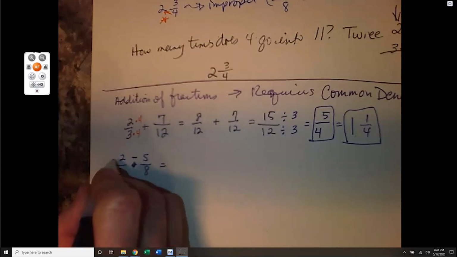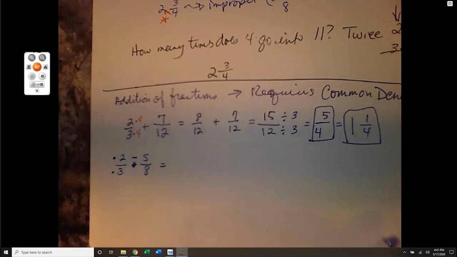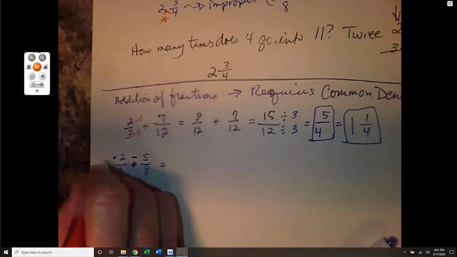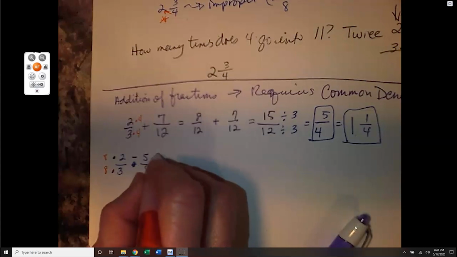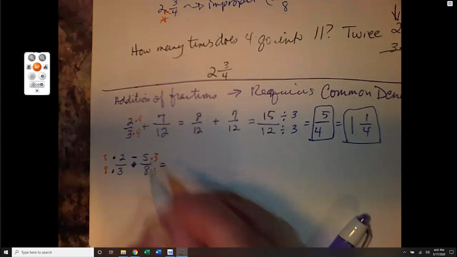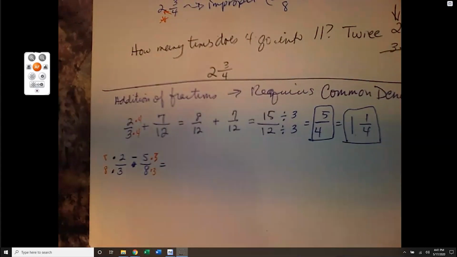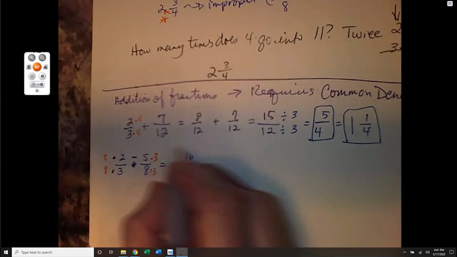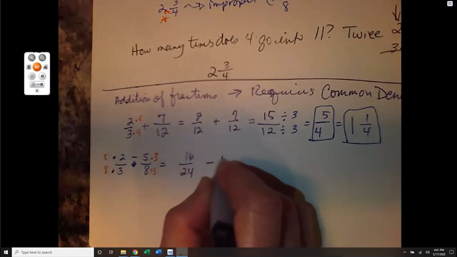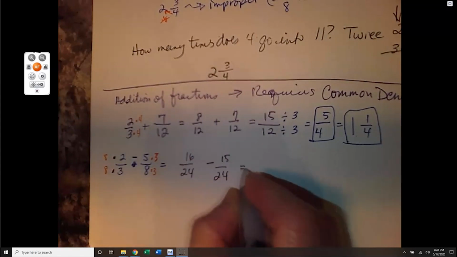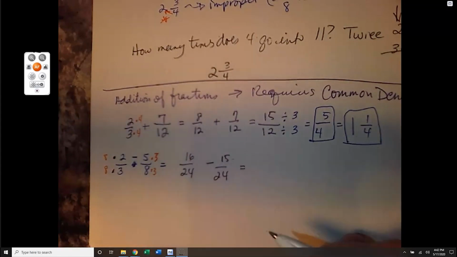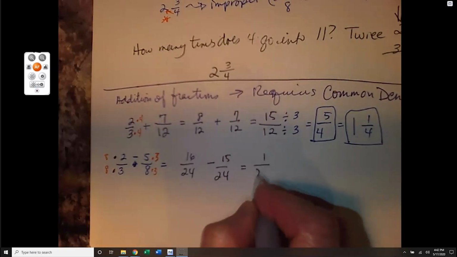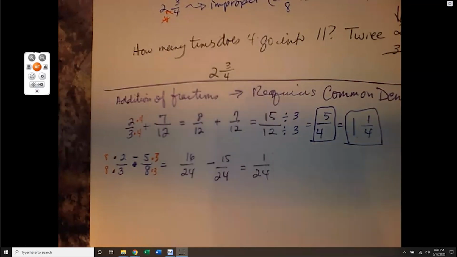So if I do that, I would multiply this. Let me get something that looks very different in color. So I would multiply this by 8 and 8, and I would multiply this by 3 and 3. So what we would end up with on the other side would be 16/24ths minus 15/24ths. And then we would just subtract the numbers on the top, and the bottom does not change in subtraction, so we would have 1/24, and that would be our answer because it would be in simplest form.